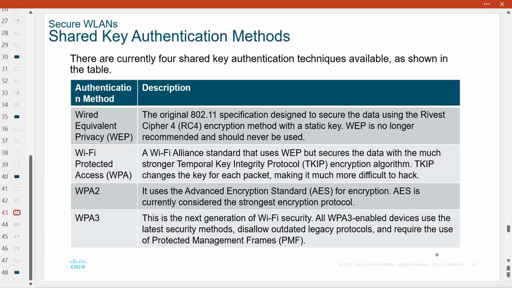Right. Shared key authentication methods. There are currently 4 shared key authentication techniques available: wired equivalent privacy, Wi-Fi protected access 2, and protected access 3. With the first one, WEP, this is the original specification designed to secure the data using the RC4 encryption method. WEP is no longer recommended and should never be used.